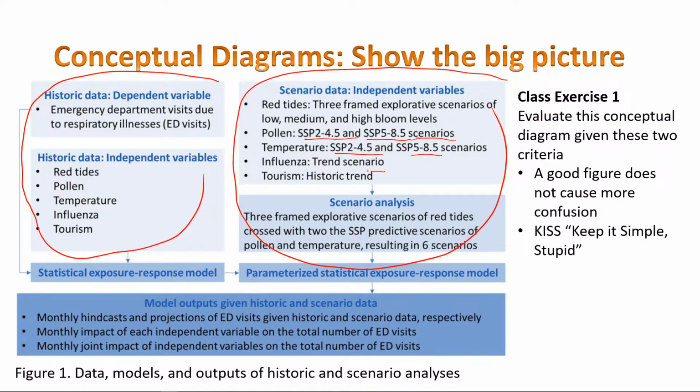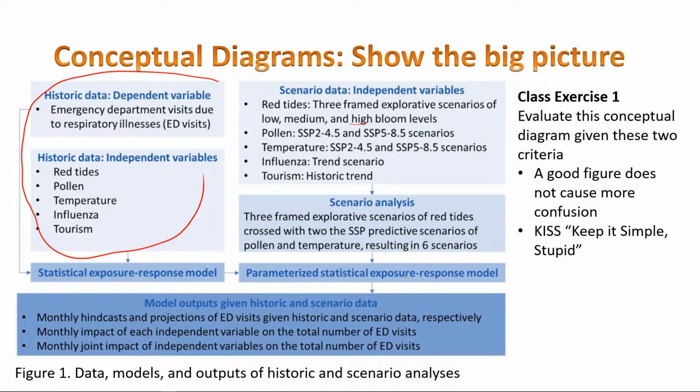For influenza, I will just use a trend scenario, so I have only one scenario. For tourism, I have historic data, a historic trend, and I will just project this to the future. So how many scenarios do we have? We have two climate scenarios, 4.5 and 8.5, and three red tide scenarios: low, medium, and high. If you multiply these, 2 times 3, that gives you 6 scenarios that we want to evaluate, and these six scenarios will be evaluated with this model.